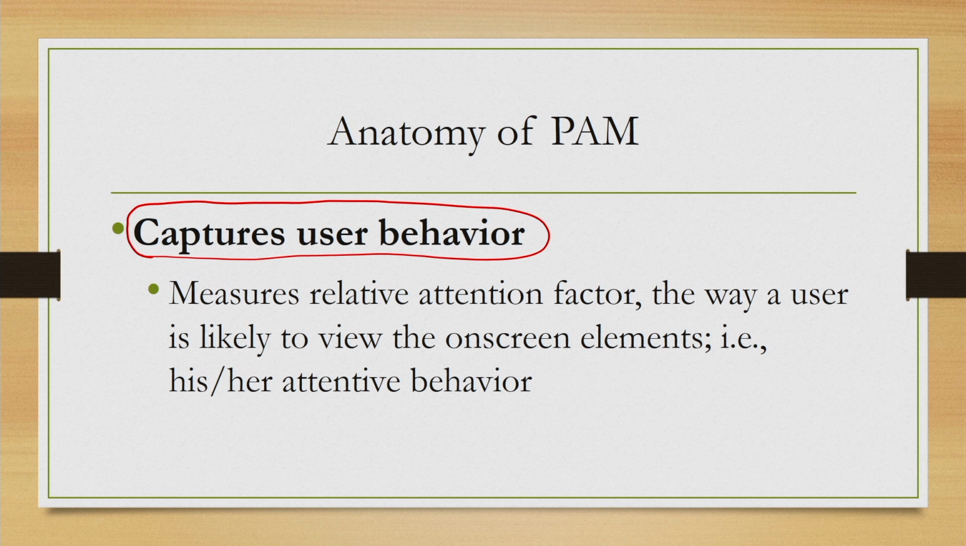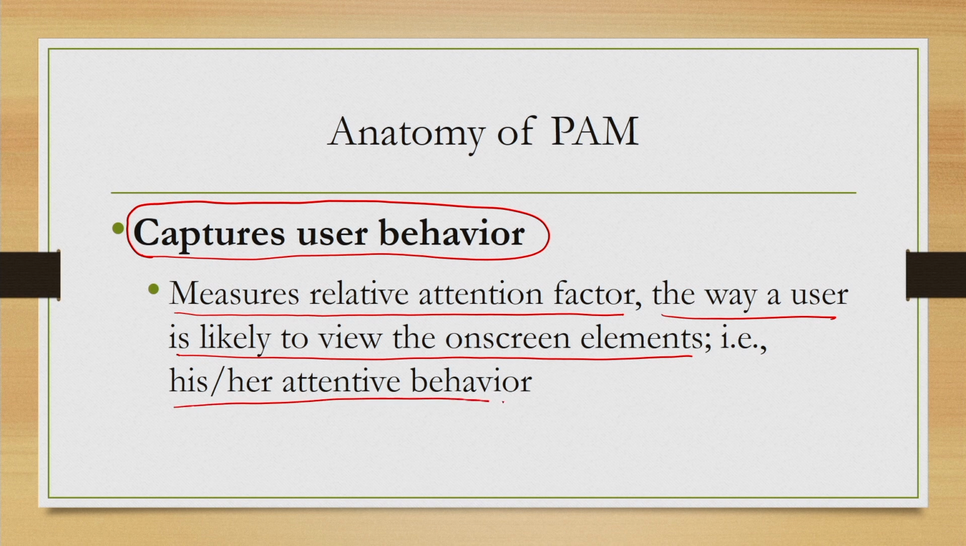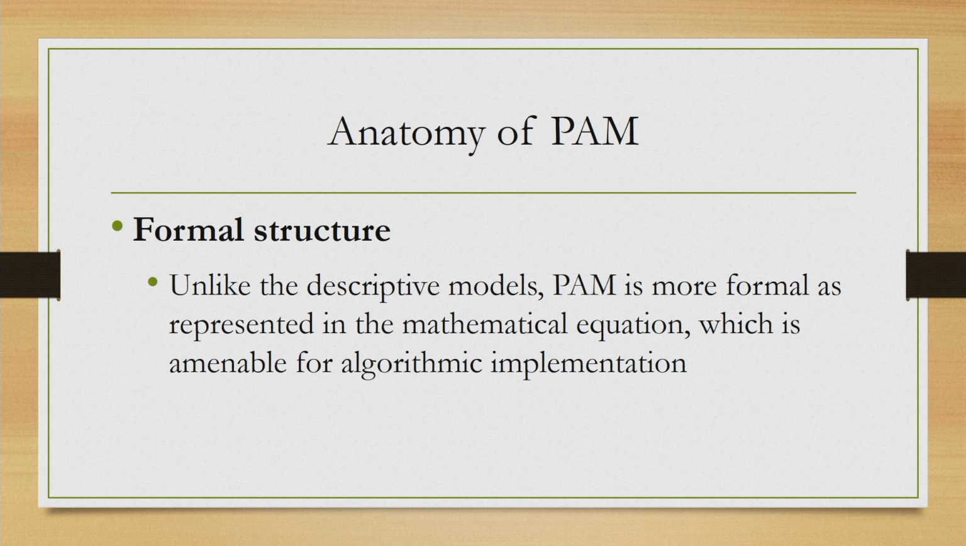For example, the PAM or predictive attention model measures the relative attention factor, which is the way a user is likely to view the on-screen elements, or in other words, his or her attentive behavior. So, if we are calling a model user centric, then it must capture user behavior, and when we are calling a model a user centric computing model, then it must capture the behavior in a way such that it can be computed.